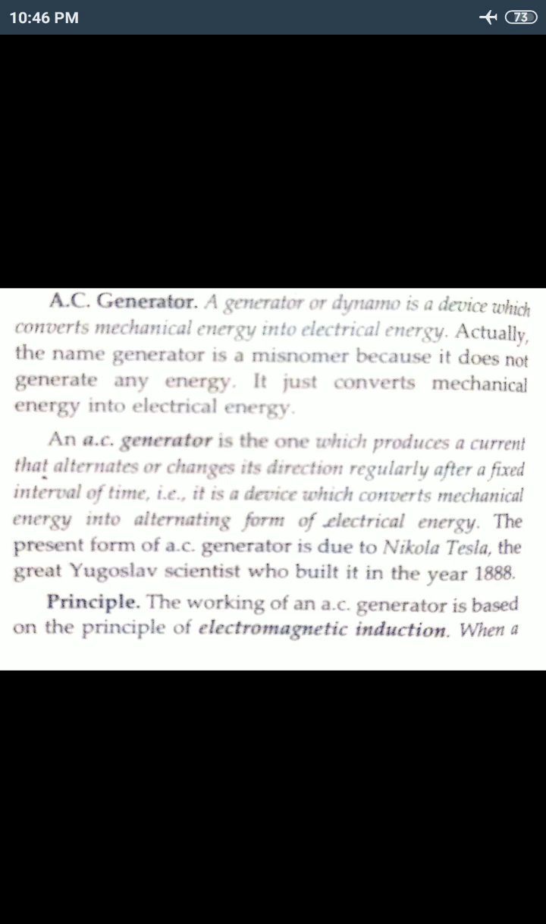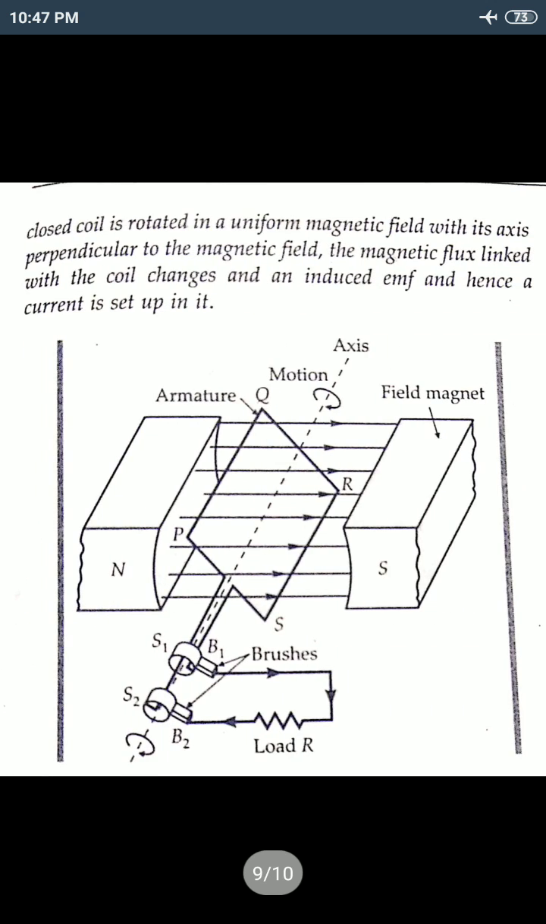An AC generator works on the principle of electromagnetic induction. Using Fleming's right hand rule, we can find out in which direction the coil will rotate. This is the diagram of the generator. It has many parts in its construction.